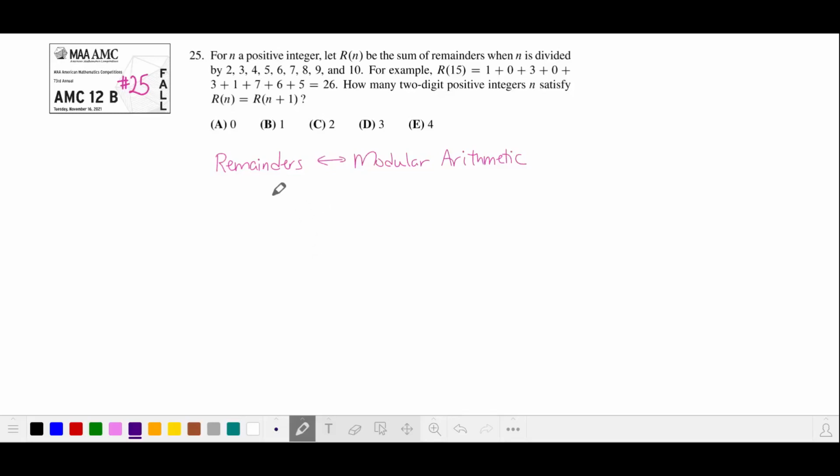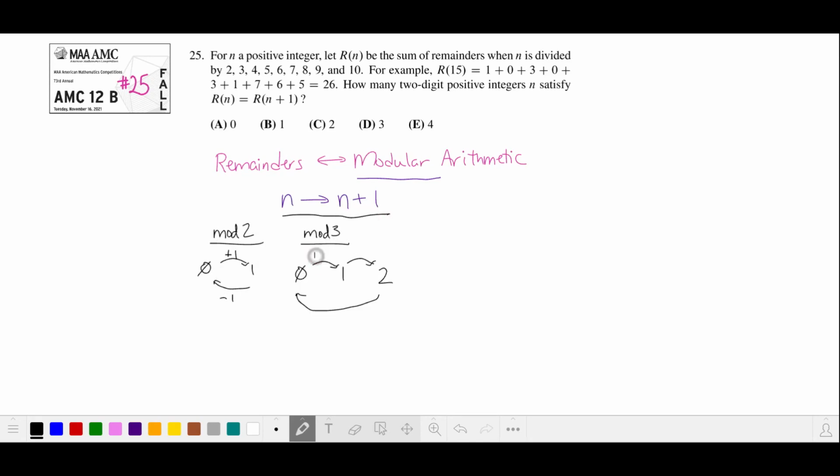When you see a problem involving remainders, you should immediately think of mods. Let's see what happens when we increase n to n plus 1. For example, in mod 2, numbers alternate odd and even, so the remainder increases by 1 and decreases by 1 each time we increase n.